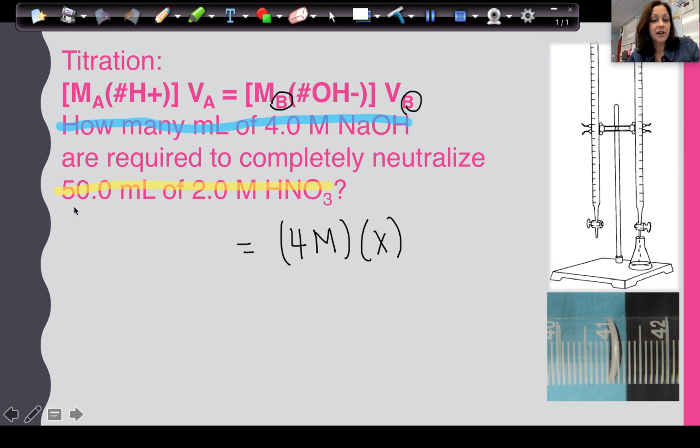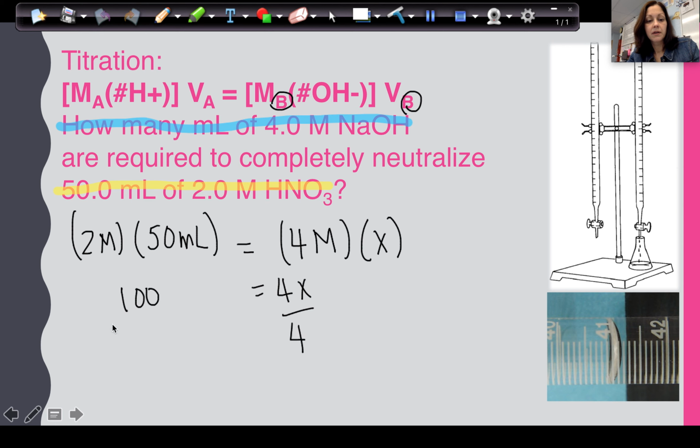To completely neutralize 50 milliliters of 2 molar HNO3, those are my acid numbers. And then I'm going to just figure out my math. And my X comes out in milliliters, and it came out to 25 milliliters when I did my math.